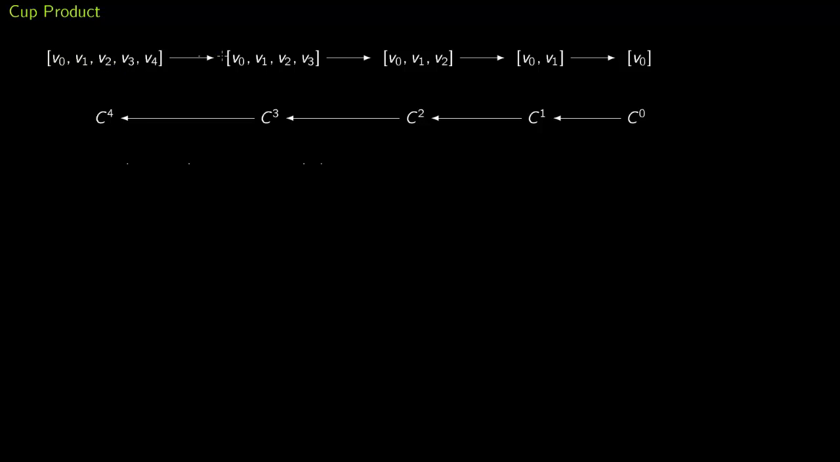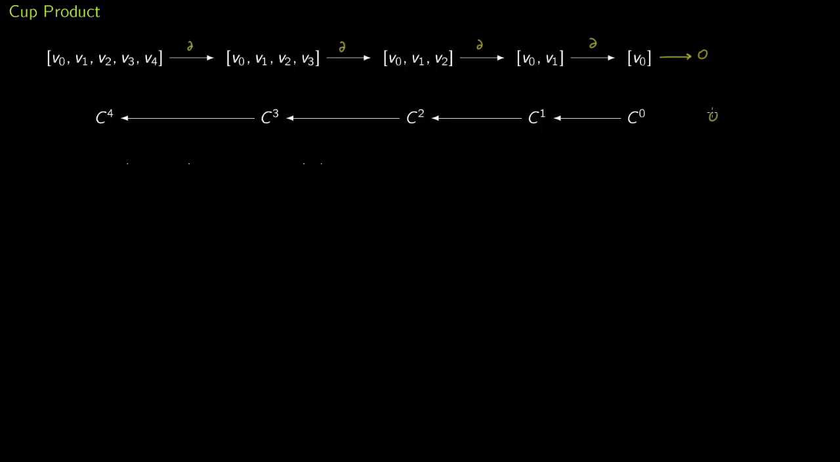So you have a chain complex like this. These are our groups C0, C1, C2, C3, C4 in homology. This is the chain complex, and then you have your maps here. From this chain complex, you get a cochain complex.